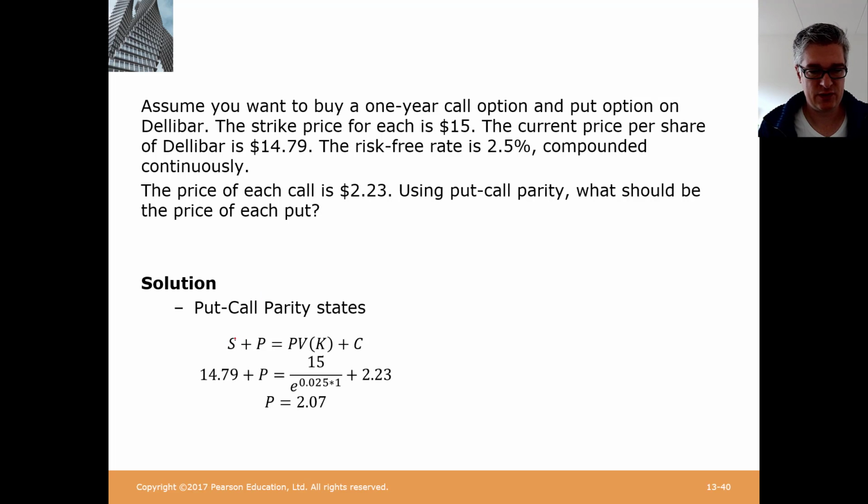So if we simply fill in the numbers, the stock price here is $14.79 plus P equals, well, 15, but discounted to present value, so discounted by 1 year. So e to the minus 0.025 times 1, plus, in this case, the call option price, 2.23. And then filling in those numbers and solving the equation gets you a put option price of 2.07.